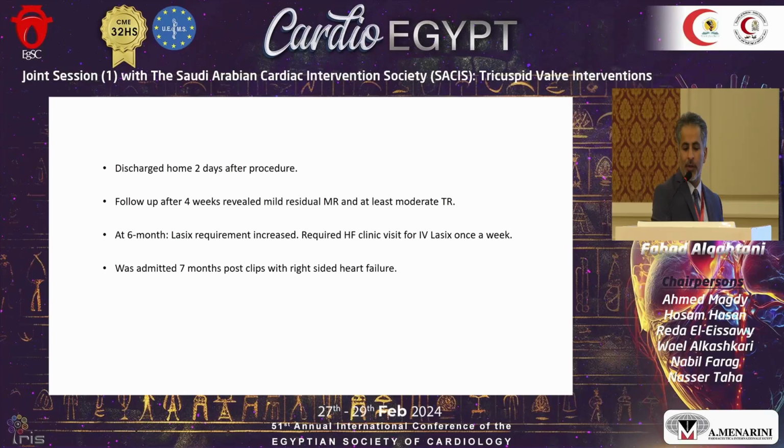Follow up after 4 weeks: mild residual MR and at least moderate TR. TR came back again. He was on very appropriate medical therapy. I follow him every 2-3 weeks. At 6 months, Lasix requirement increased. He required heart failure clinic visits for IV Lasix once a week.